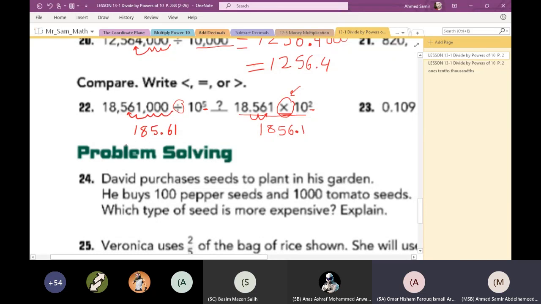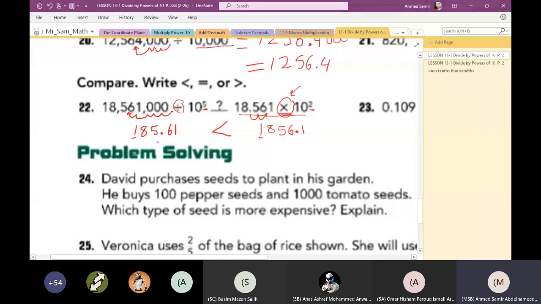On the left is 185.61 hundredths. While on the right, 1,856.1 tenths. Okay, so which is bigger, 185 or 1,856? 1,856.1, of course. So this is 1,000 and this is 100. Which is bigger, 100 or 1,000? Of course, 1,000. Excellent job. Thank you very much, Omar.